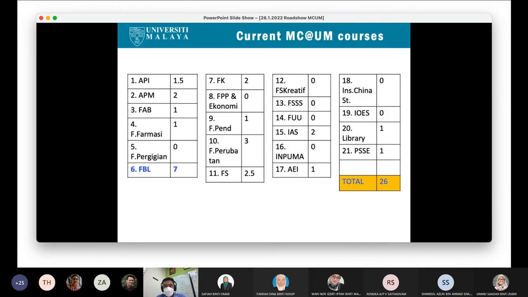Okay, so these are the current courses that we are developing. For this year alone, there are 26. We are working with different faculties. Almost all of the PTJ are involved, and from what we see, from what the vice chancellor is promoting, this is actually part of the transformation plan and also the strategic plan for the university, on different areas to liberalize education for income generation as well. Next.